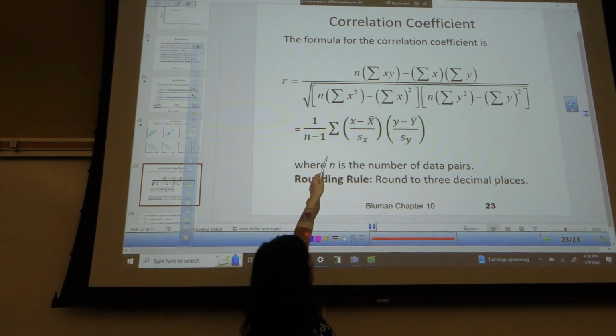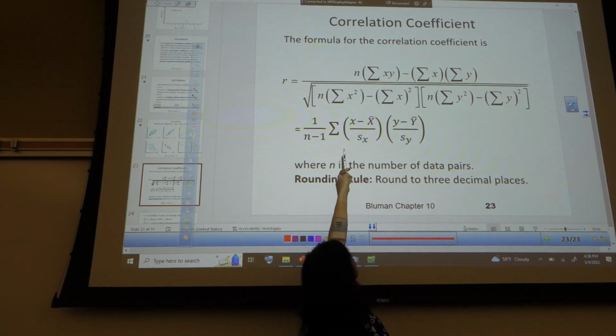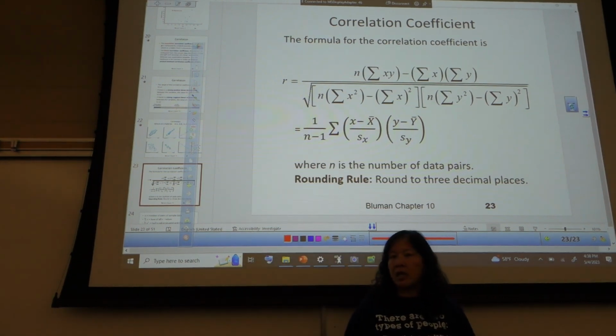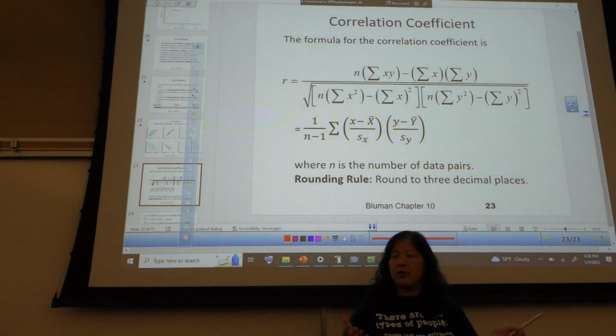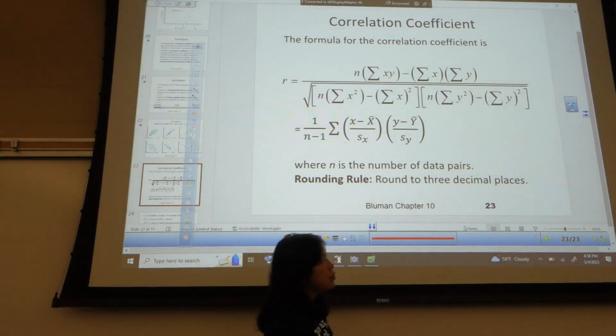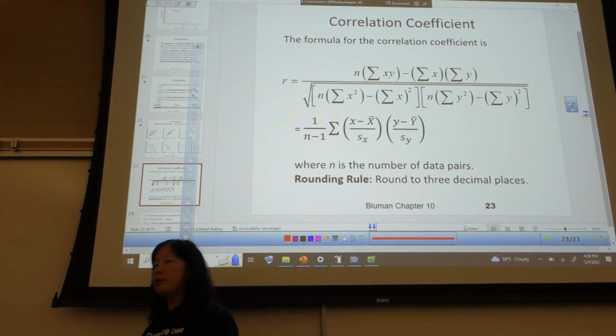The neat thing is it's the sum of something, so when you add them up and divide by n-1, that's kind of like the average, right? It's kind of how we found the standard deviation. We took sort of the average of them, we add things up, divide by n-1. It's kind of the average of what? What's x minus x bar over s? We've seen that before. Anyone?